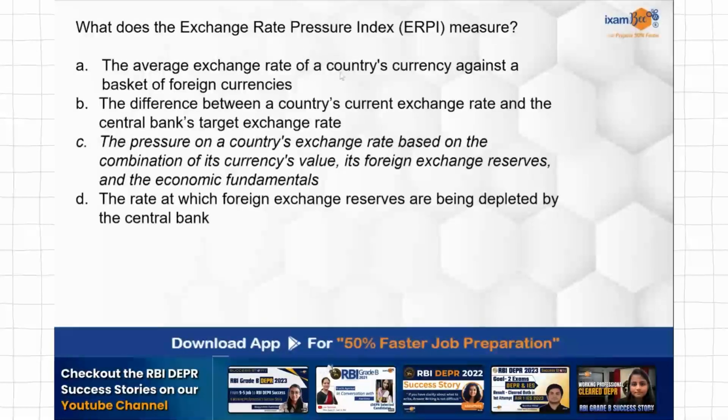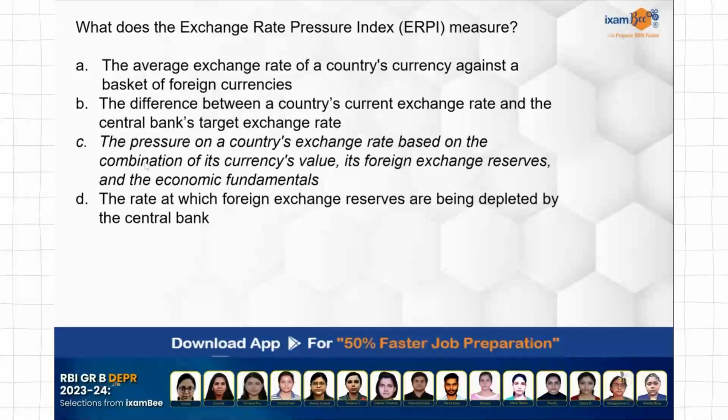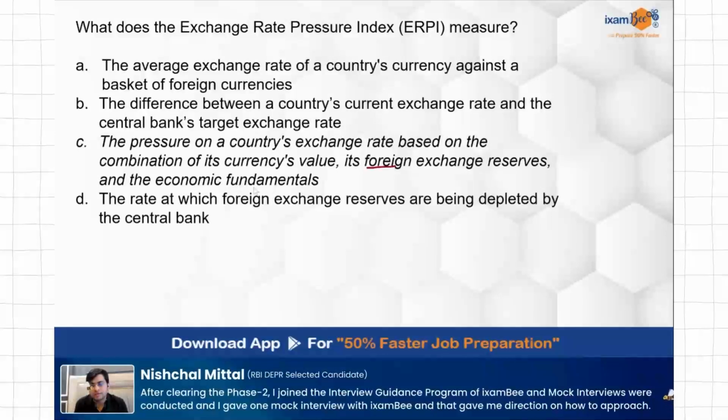Okay. What does the exchange rate pressure index, ERPI, measure? Again, the basic definition of it. The pressure on a country's exchange rate based upon the combination of its currency value, its foreign exchange reserves, and the economic fundamentals. So again, the basic definition.